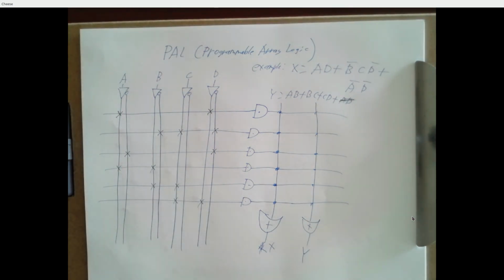So the next question is, how do we physically implement this? How do we actually create a device where we can control these connections between these vertical lines and these horizontal lines?